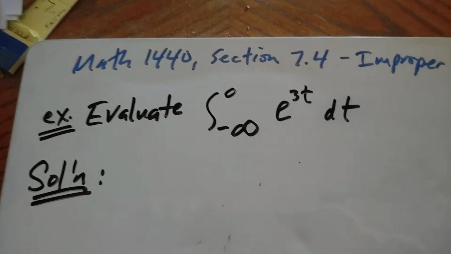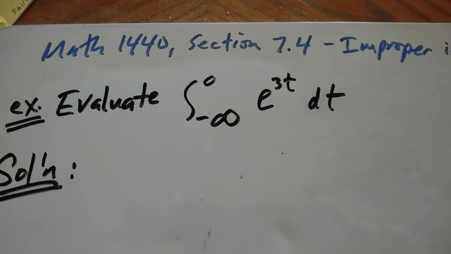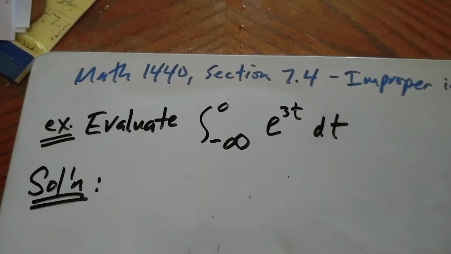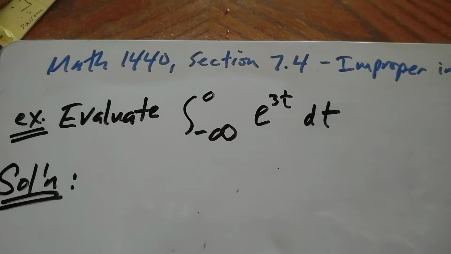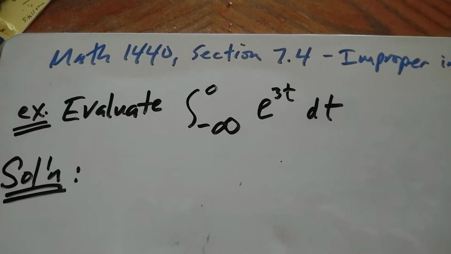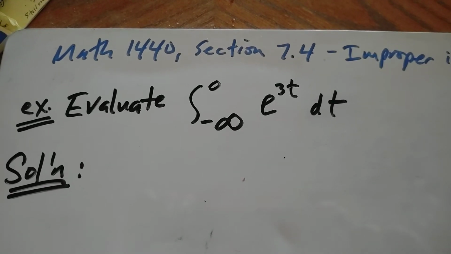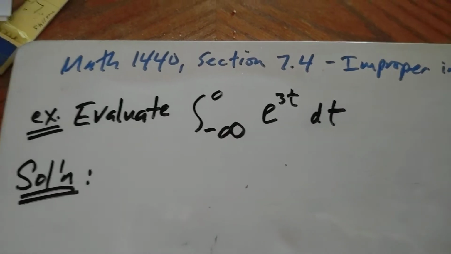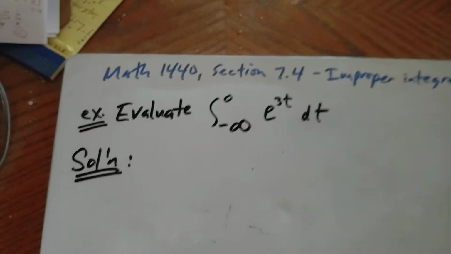Okay, so I'm just going to do one problem today. This is called an improper integral because we see an infinity symbol as one of the limits. So evaluate the improper integral from negative infinity to 0 of e to the 3t dt.